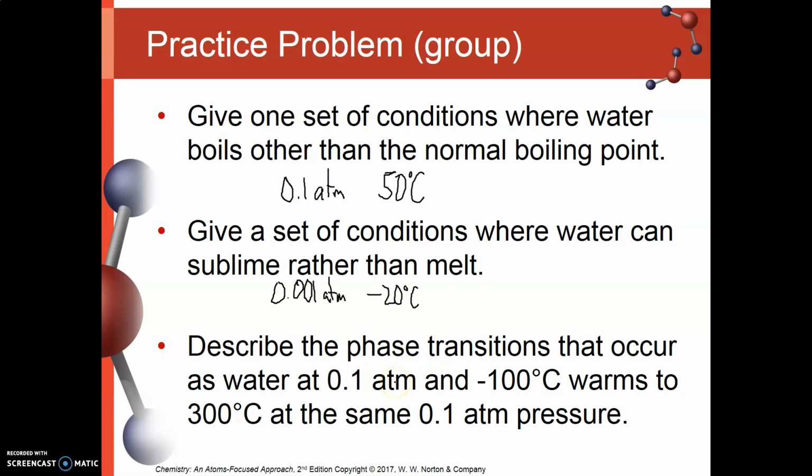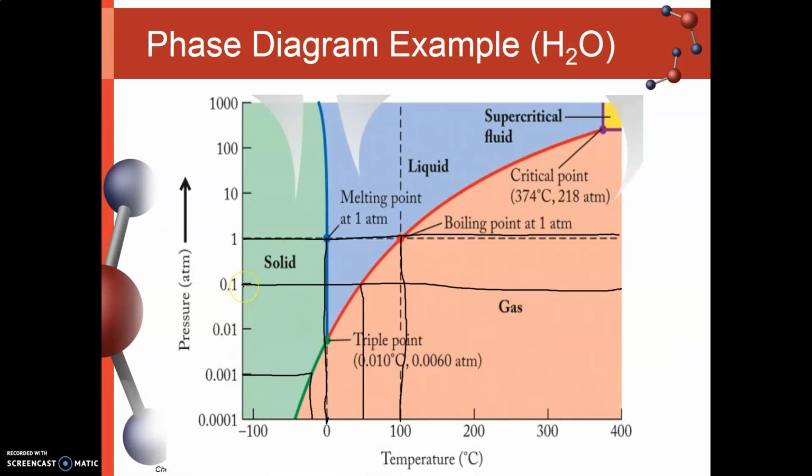And then describe the phase transition that occurs as we go from negative 100 to 300 degrees Celsius at 0.1 atmospheres. So we're staying at 0.1. We're going from negative 100 right here to 300 right here. And so we can see that we're going to start in the solid phase. As it goes on, we're going to transition to liquid, so the water is going to melt somewhere just below 0 degrees.